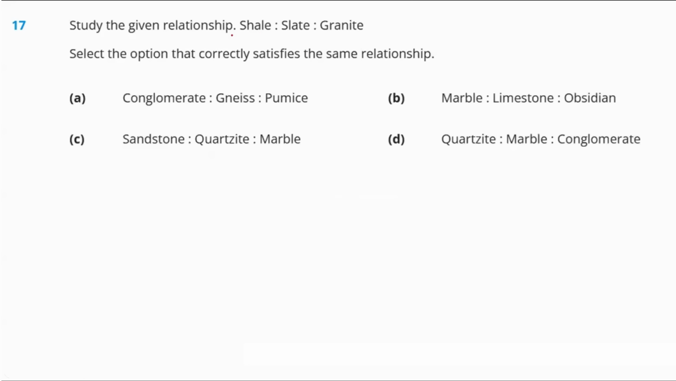Question number 17, study the given relationship: shale, slate, and granite. Select the option that correctly satisfies the same relationship. So shale is an example of sedimentary rock. Slate is an example of a metamorphic one. And granite is an example of igneous rock. The similar one we will find in which one? Option number A: conglomerate, gneiss, and pumice stone.